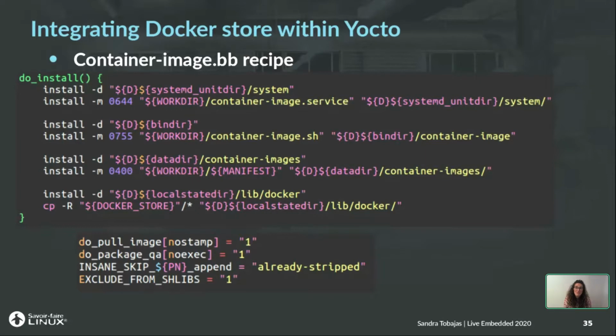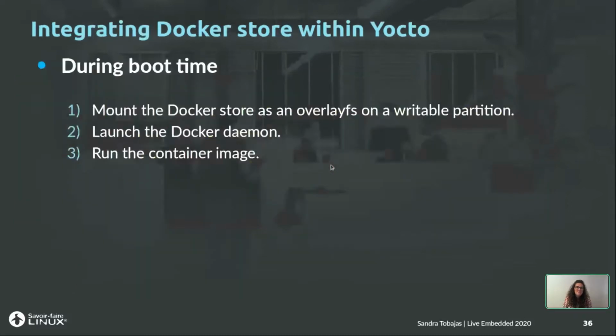So we will skip the QA packaging. We will also trigger the shared libraries resolver to exclude the entire package when scanning for shared libraries. This can be done by using the EXCLUDE_FROM_SHLIBS variable. During the boot time, the Docker store has to be mounted as an overlay FS on a writable partition. Then, launch the Docker daemon, and finally, run the container image.